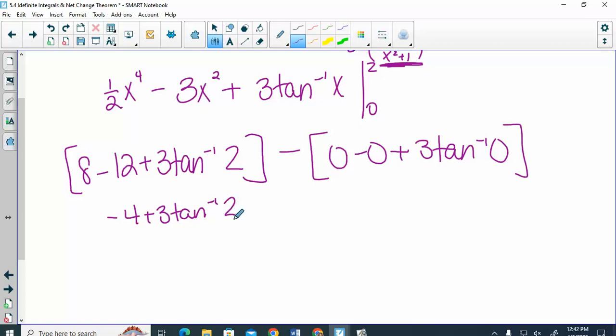Okay, I don't know tangent inverse of 2. That's just asking me where does tangent equal 2. But tangent inverse of 0, that's saying when is tangent equal to 0? And that is 0. So this whole thing turns into a 0. So we get -4 plus 3 tangent inverse of 2. And you could put it in a calculator and get a decimal, but I'm content leaving it in terms of tangent inverse.